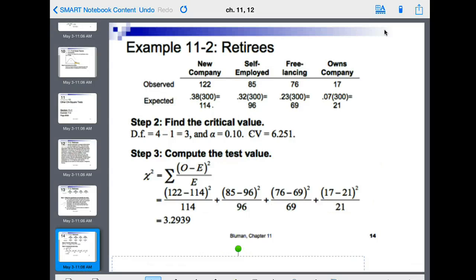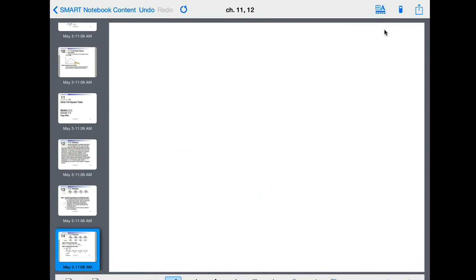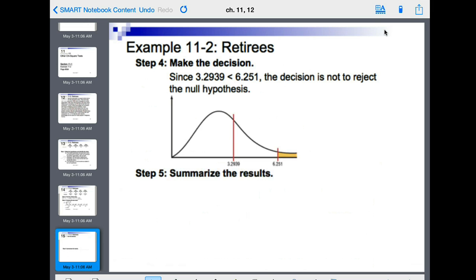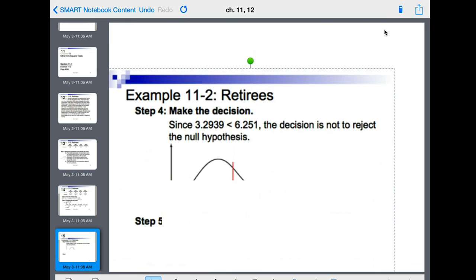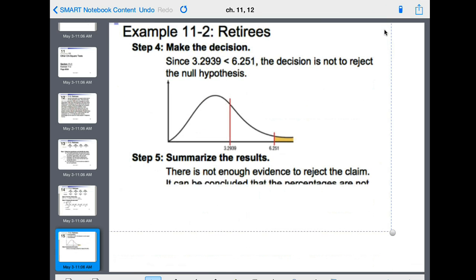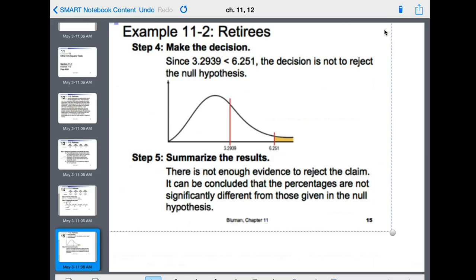So what do you think? The test value, you notice here, is smaller than our critical value, so therefore our decision, if you look at the chart here, notice that our test value is here, critical value is there. So our decision is there is not enough evidence to reject the claim. It can be concluded that the percentages are not significantly different than those given in the null hypothesis. So there is not much difference between them.